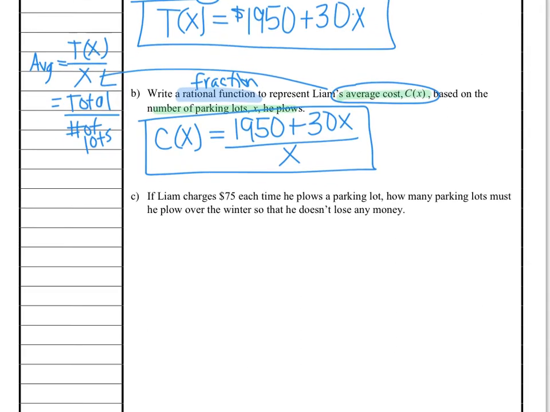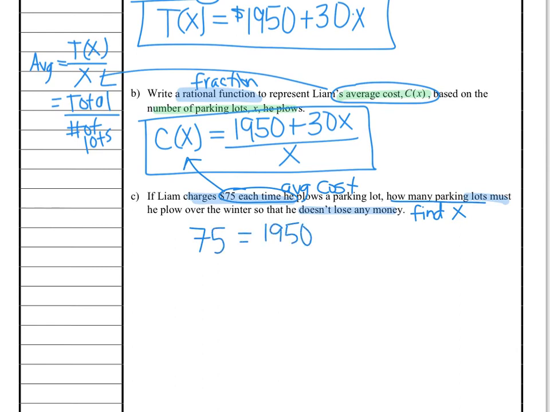So if Liam charges $75 each time he plows a lot, how many parking lots must he plow over the winter so he doesn't lose any money? Okay, they're asking us how many lots, so we're finding x, because x represents the number of lots, and he's charging $75 each time, so that's the average cost that he is charging. So for his average cost, we're going to plug this in for C of x on the left, equals, and then on the right side, 1950 plus 30x over x.